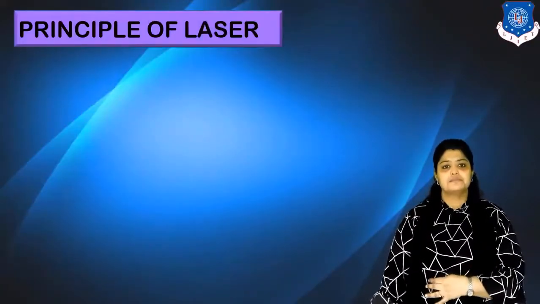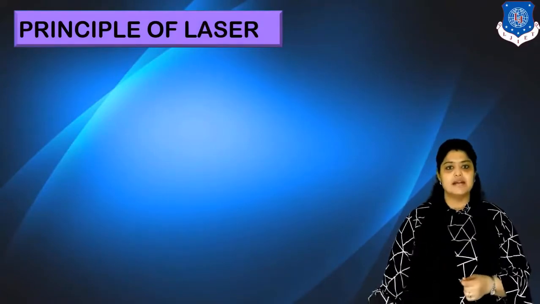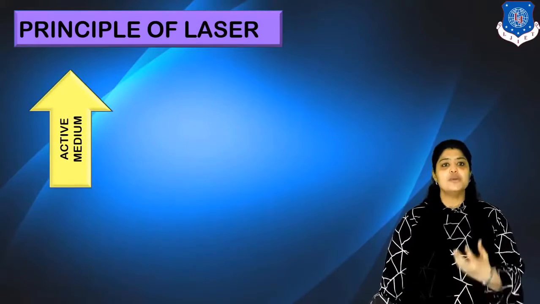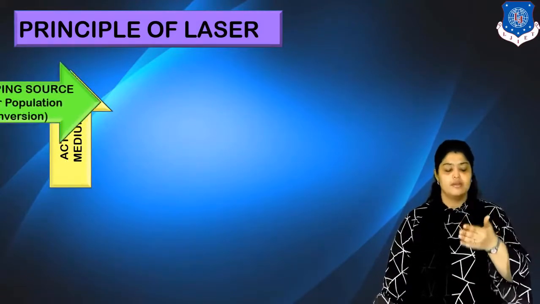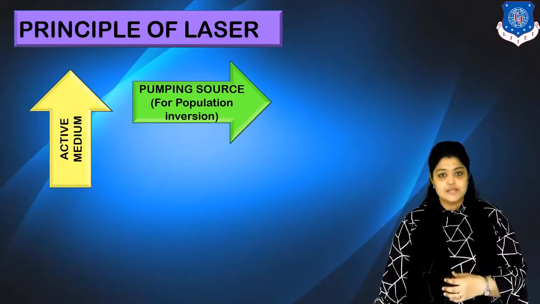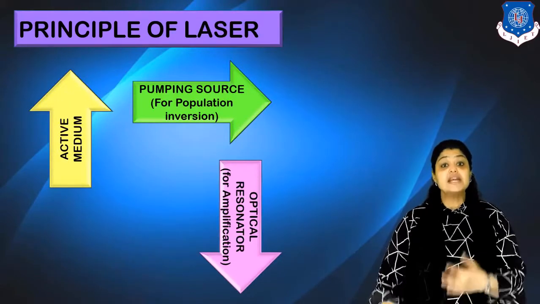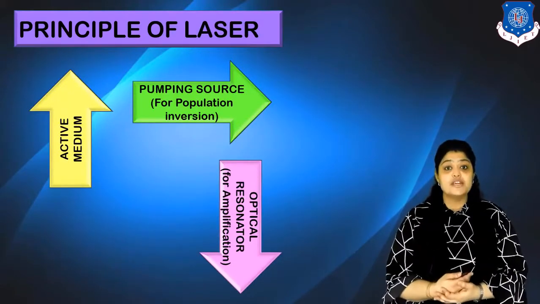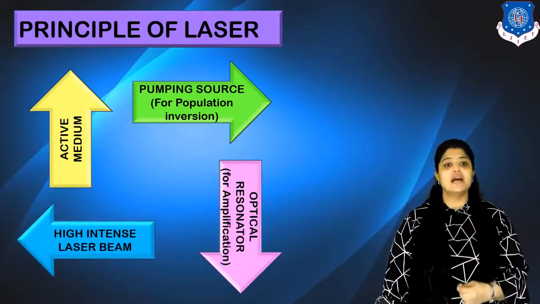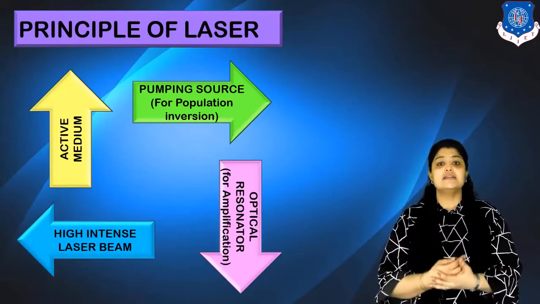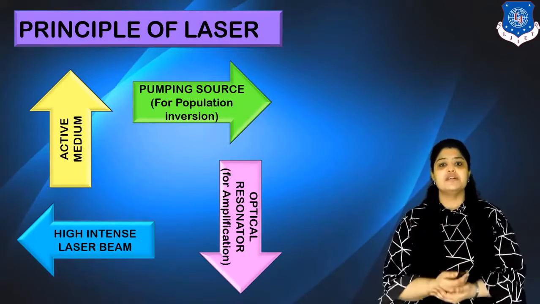Now let's see what the basic principle of laser is before I start semiconductor laser. So the first point is you require an active medium, without which population inversion is not possible. Then you have a pumping source, which is required for population inversion. Then you have an optical resonator, which is required for amplification. Only then will your laser beam be amplified, and this is what gives us a highly intense laser beam. So these are the basic steps for generation of laser.